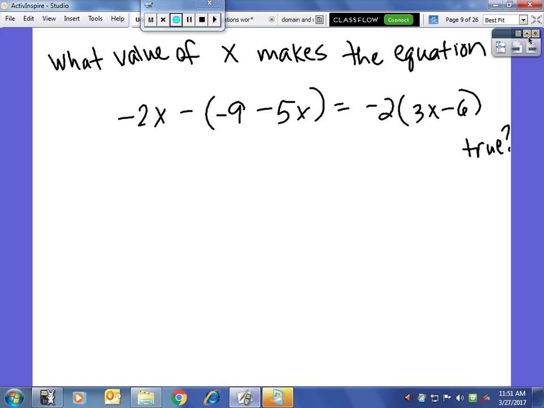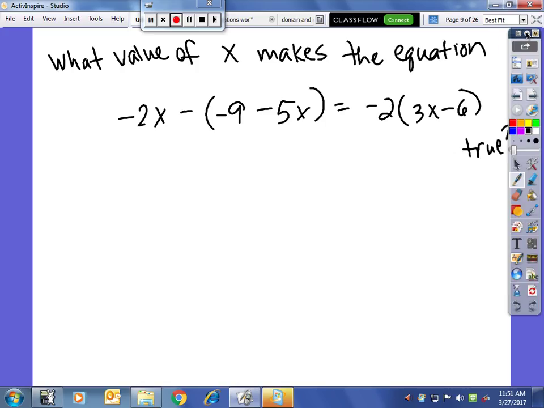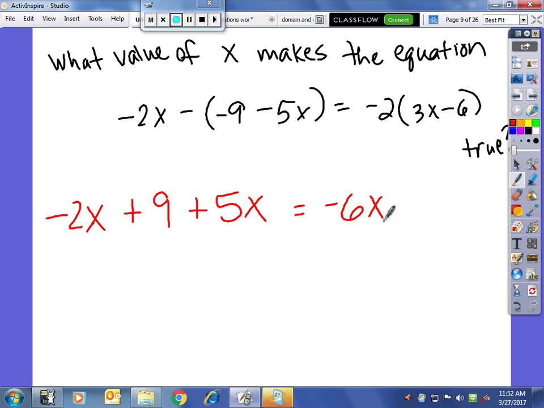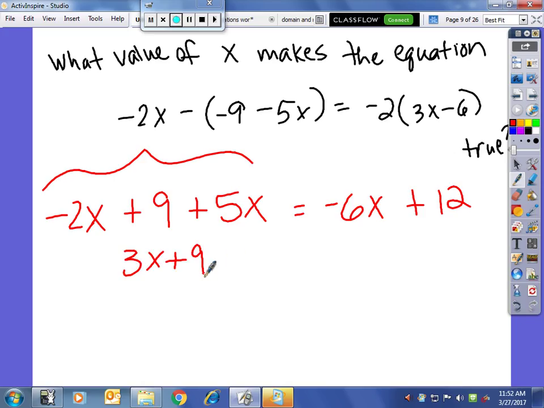Alright, did y'all agree with your shoulder partner? Let's see. I'm getting negative 2x. What comes next? Plus 9 plus 5x equals negative 6x plus 12. Alright, before you start collecting your x's together on one side, look at this over here. We need to simplify this side. I'm getting 3x plus 9 equals negative 6x plus 12.